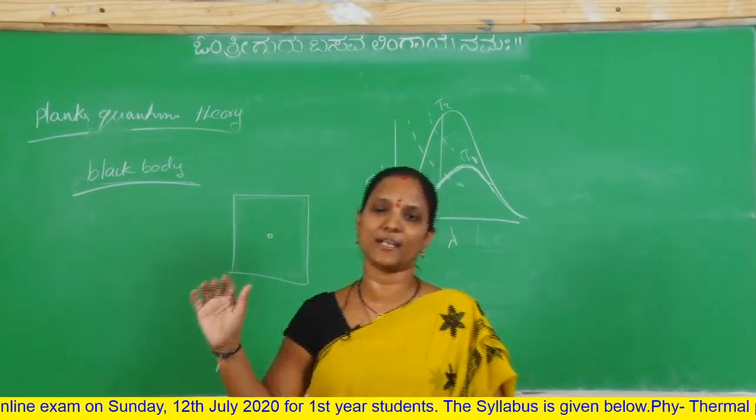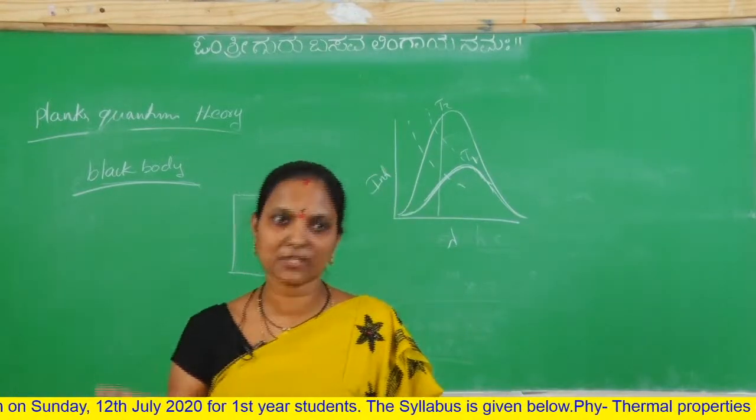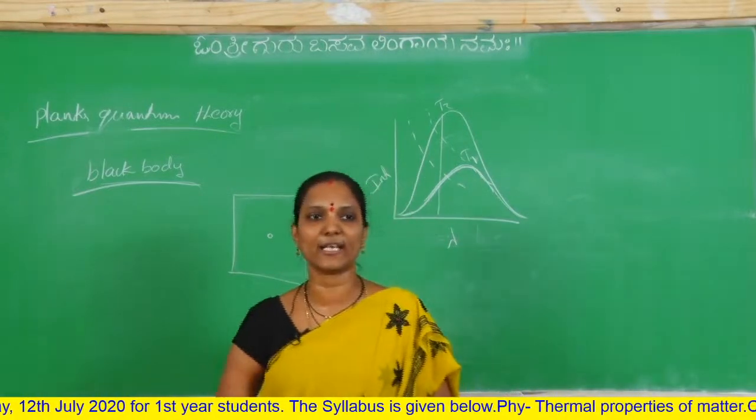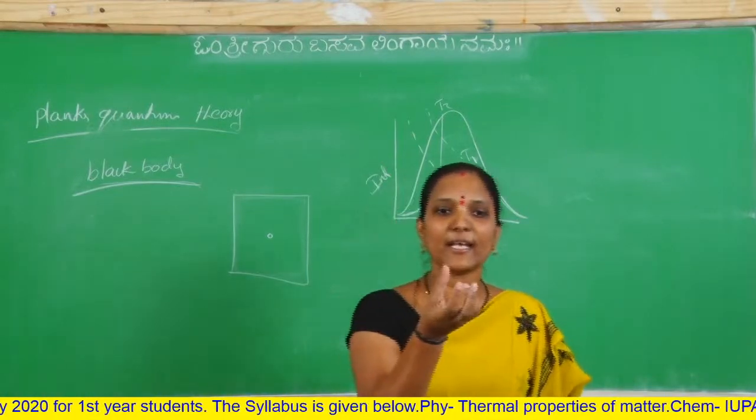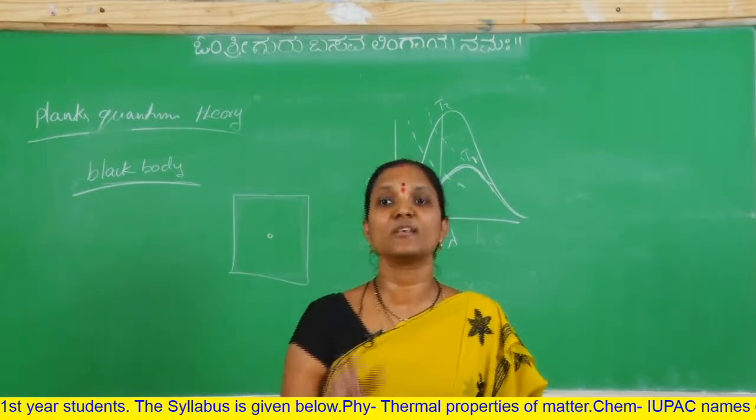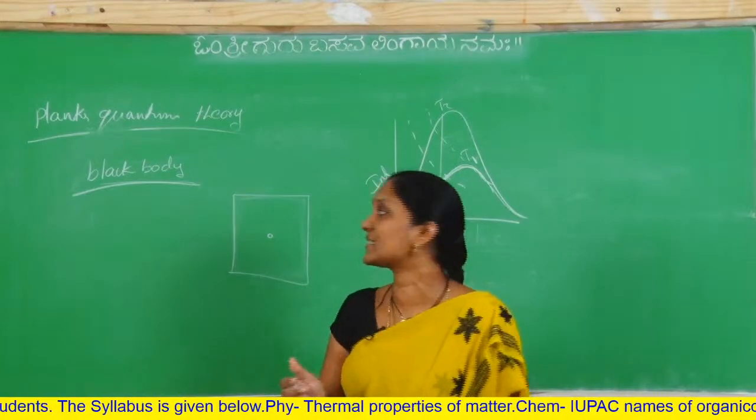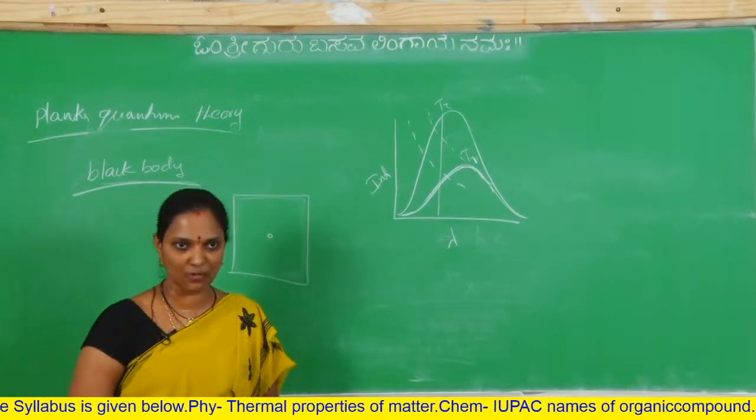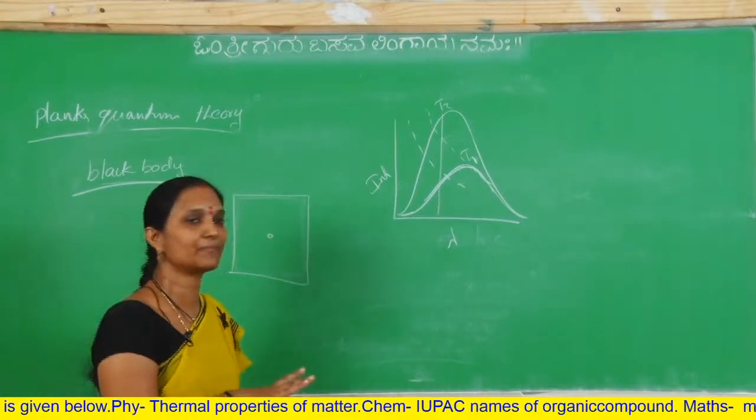Then Planck gave this energy relation. What is Planck's quantum theory? Energy is not emitted or absorbed continuously. Energy is always emitted or absorbed in the form of small packets only. That packet is called a photon, or quanta. This packet's energy depends on frequency. As frequency increases, the energy of this packet also increases. So the energy of this packet is directly proportional to nu. So E is equal to h nu. h is Planck's constant, that is 6.626 into 10 power minus 34 joule second, or 10 power minus 27 erg second.